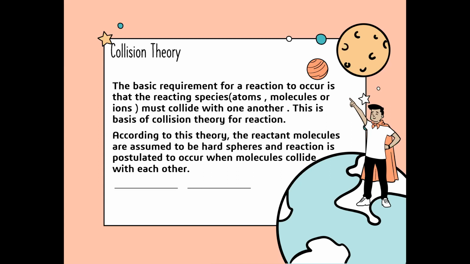What the collision theory says is that we have reactants and we have products. The reactants will collide with each other to make the products. There will be collisions between the reactant molecules, and the old bonds will break and the new bonds will form. According to this theory, the reactant molecules are assumed to be hard spheres, and reaction is postulated to occur when the molecules collide with each other. The reactant molecules will collide among themselves to make the products.